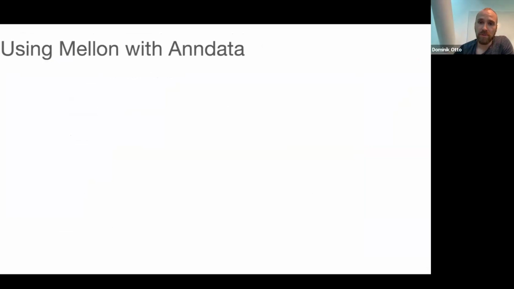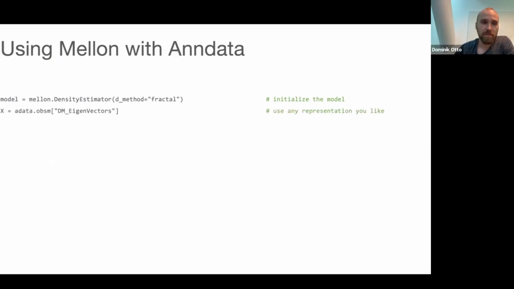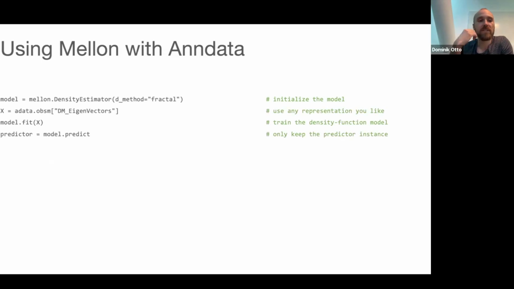And how would we use this with NData? I think it's fairly simple right now. We initialize our model, get some representation, whatever we like. You then just fit the model on it, and it does everything you need for you. And then you can extract the predictor. You can, of course, just call predict directly, but the predictor is actually a separate object. By just taking the predictor, we shed everything else that's needed for the inference, and this is actually the part you might want to work with and keep.